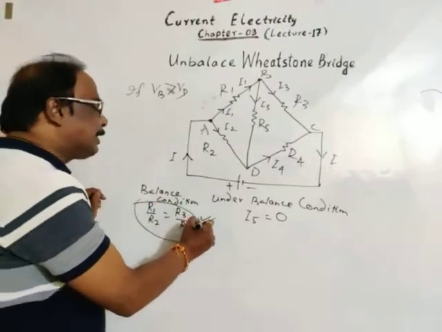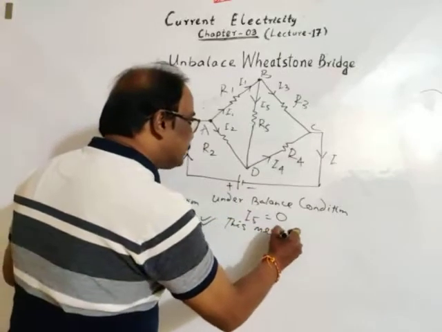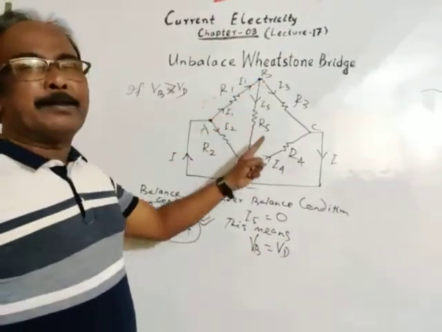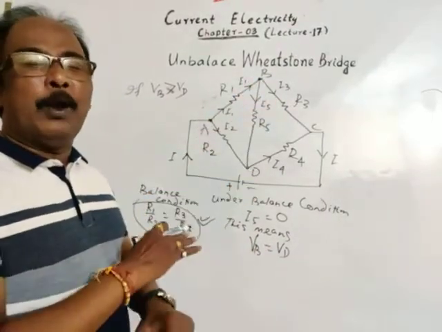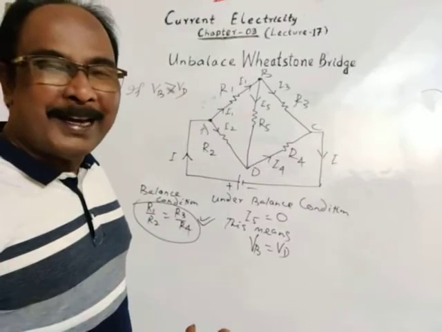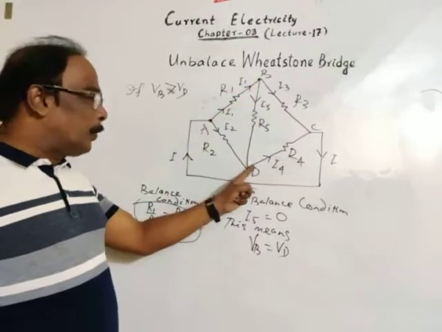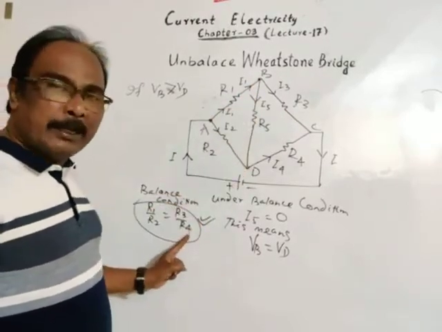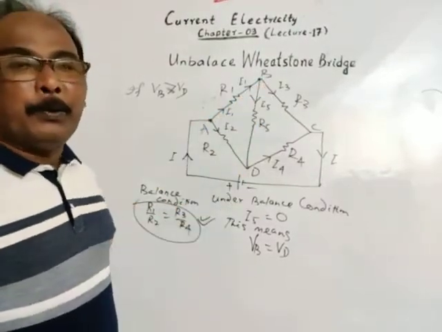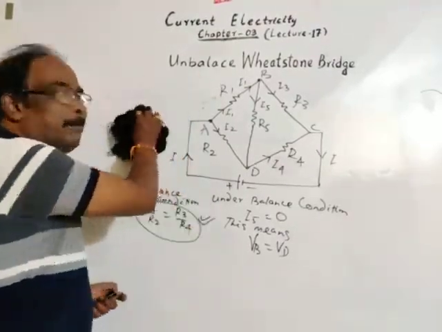If the balance condition is satisfied, this means the potential at B is equal to the potential at D. If 2 points are at the same potential, there will be no flow of charge or current between those 2 points if connected by a conducting path. So we observe that no current is flowing through this branch. If this condition is satisfied, this implies the potential at B is equal to the potential at D. Suppose we take a balanced Wheatstone bridge.